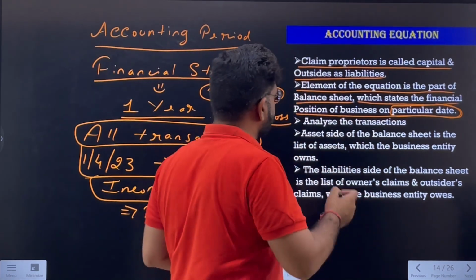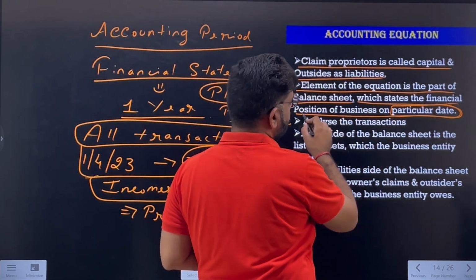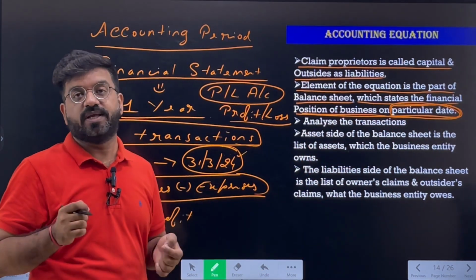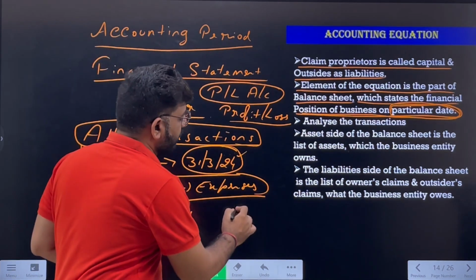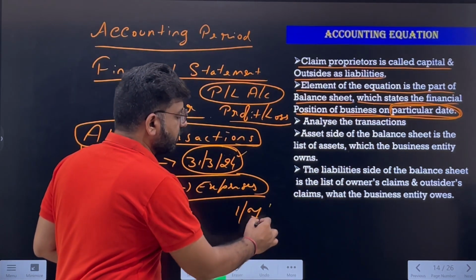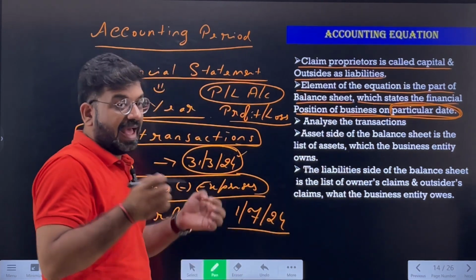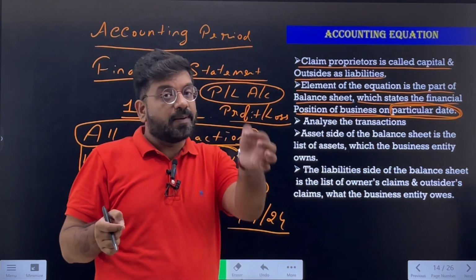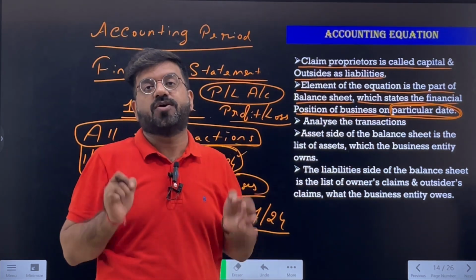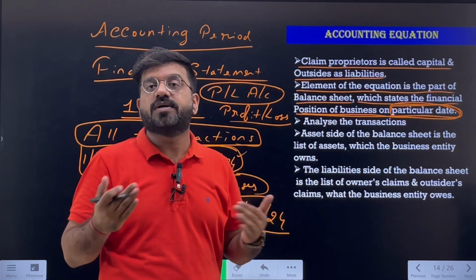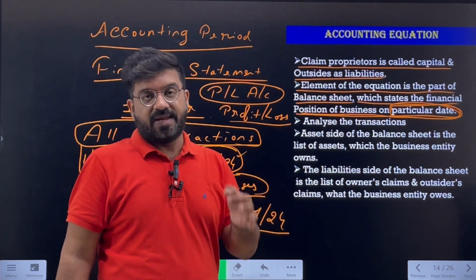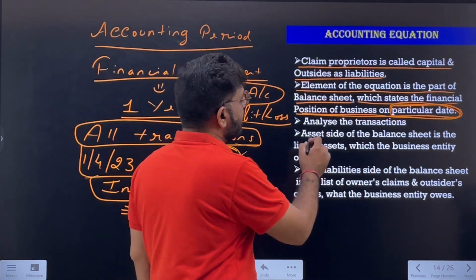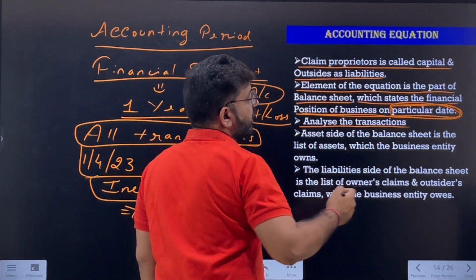A position statement states the financial position of the business on a particular date, so it is to be made on a particular date only. For example, if I make my balance sheet on 1st July 2024, the assets and liabilities as on that date will be recorded. It doesn't work with the criteria of the accounting period. It is just made on that particular date. Is that clear?